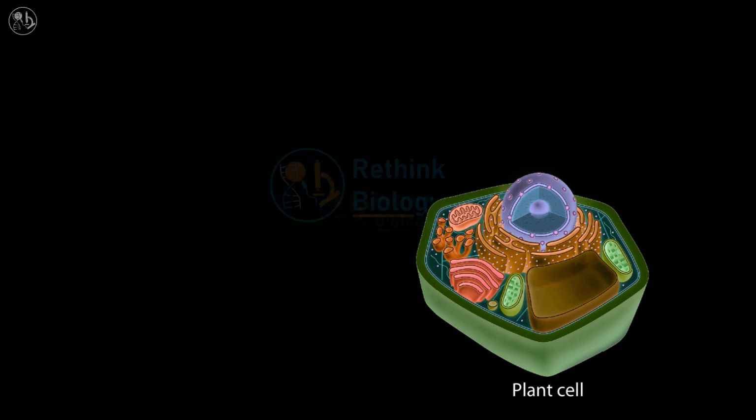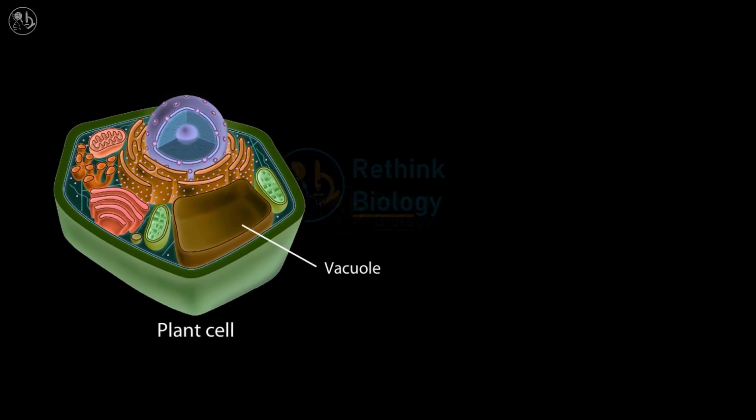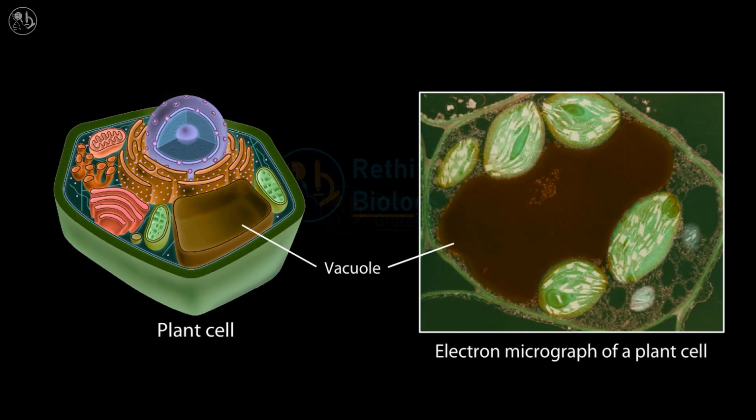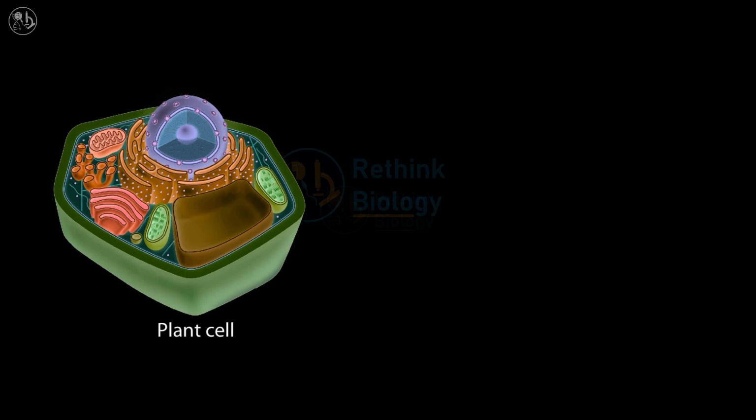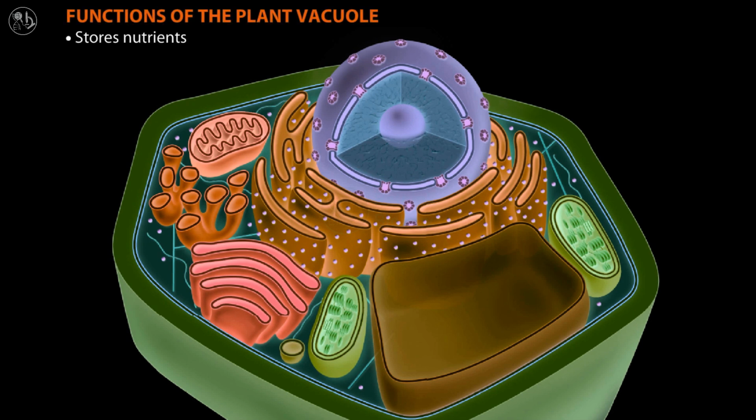In plant cells, the large central vacuole stands out more than other organelles. Surrounded by a membrane and filled with fluid, the vacuole occupies 50 to 90% of a plant cell's interior space. The vacuole serves 5 roles in a plant's life. It stores nutrients, including amino acids, sugars, and ions.